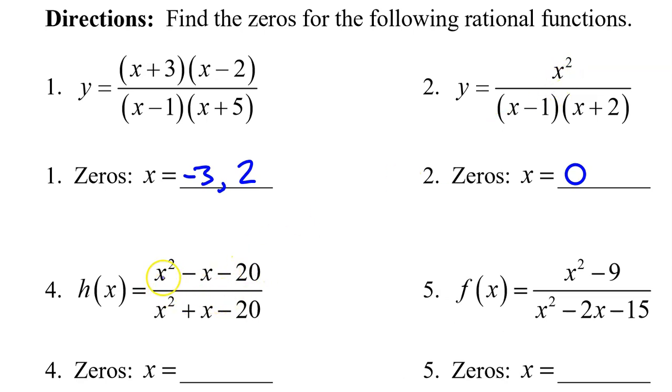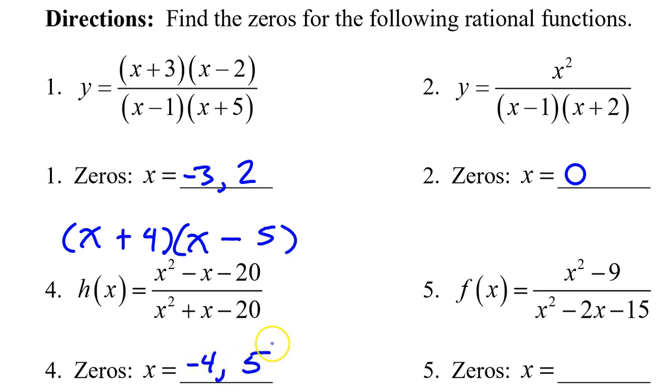For number 4, we're going to have to factor this first. So this is going to factor down as x times x. 20 can either factor as 4 times 5, or 2 times 10, or 1 times 20. Let's start with 4 and 5. We need to get a middle of -1, so we're going to need a +4 and a -5. So the zeros, setting these equal to 0, will be -4 and +5.